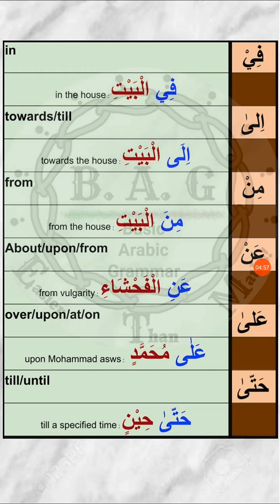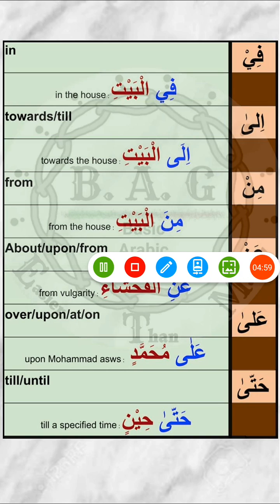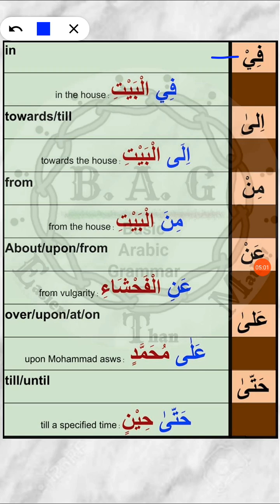So let's start off with our prepositions. Our first preposition is fi. It means in. For example, fil bayti. As you can notice, this is jar, this is majrur. Then we have ila.